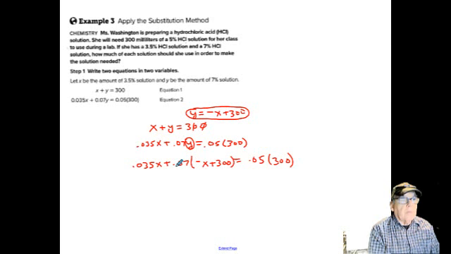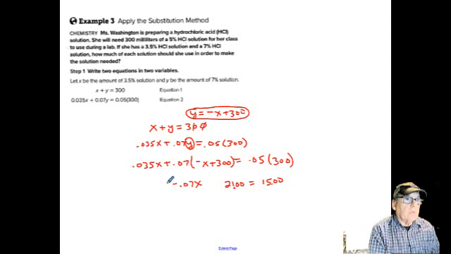So let's see what we get. 0.07 times a negative x is going to be negative 0.07x. 0.07 times 300 is going to give us something to do with 2100. We got 2100 and we got 2 decimal places, so we get 21 out of that. And 0.05 times 300, that's 5 times 300, which gives 1500. But we've got 2 decimal places, so we get 15 out of that.